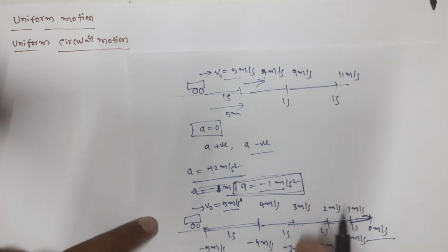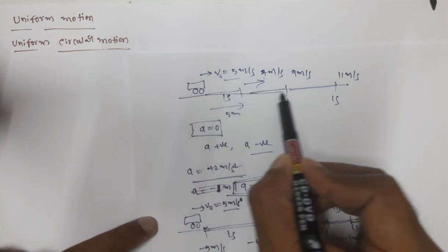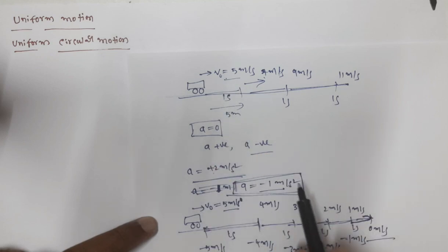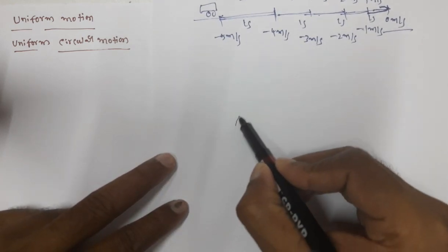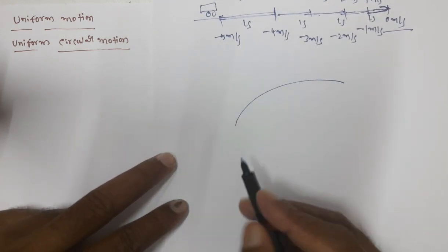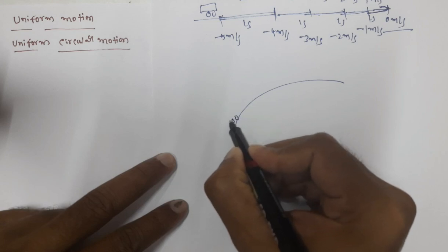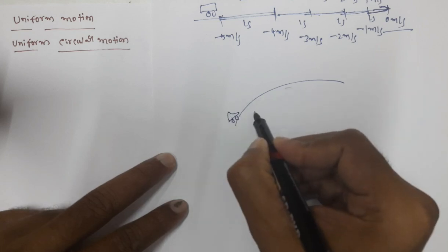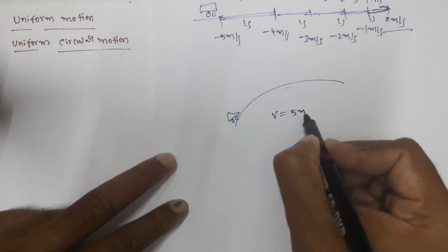So in these cases, what is happening? We are taking only straight line motion, with constant velocity, and with positive acceleration and negative acceleration. Now we have a curved path. A vehicle is moving on this curved path with speed 5 meters per second.